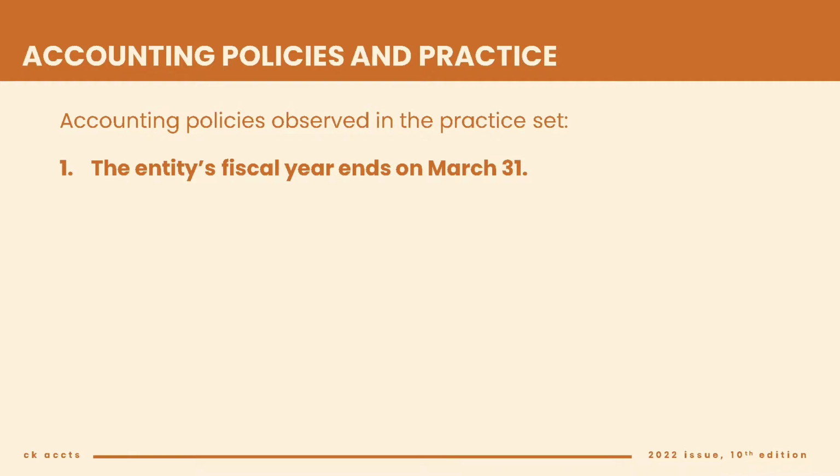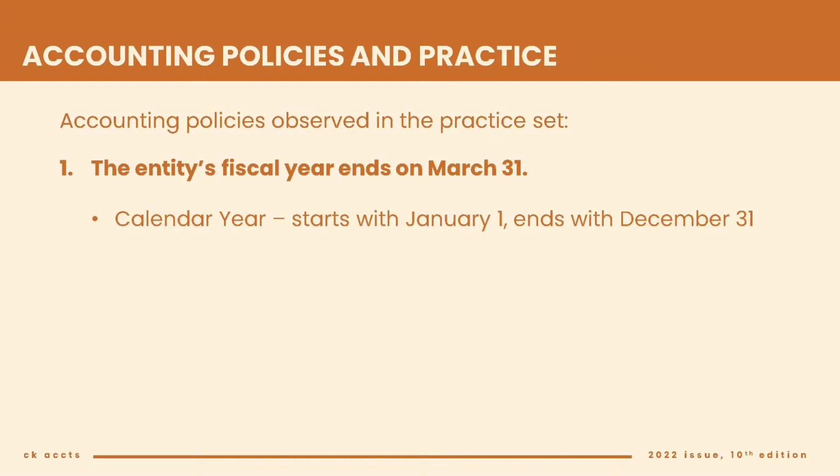So, first one, the entity's fiscal year ends on March 31. So, pag sinabi nating fiscal year, di ba, meron tayong dalawang klase ng year or ng accounting year for our business. Okay, if you know it. So, i-explain natin ano ba yung dalawang accounting year na yun or reporting period na yon. So, first, we have the calendar year. So, pag sinabi natin calendar year, nagsa-start siya from January 1 and nag-end ng December 31.